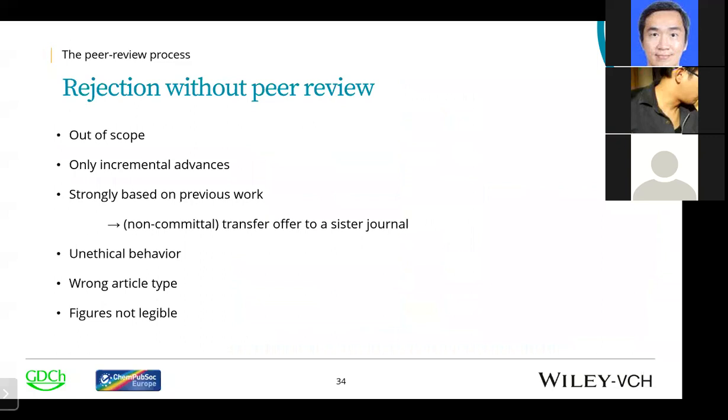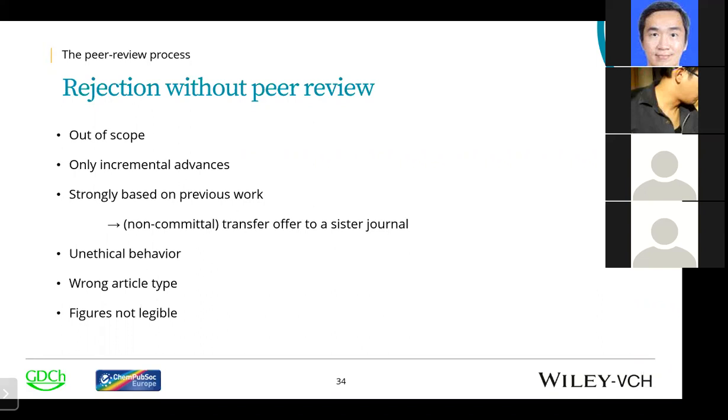So here are the common reasons for rejections without peer review. It could be that the work is out of scope. For example, if a work focuses too much on the physics side of a compound or of a system, it might be more suitable for a physics journal. And the level of advances: if only incremental advances were reported, we don't consider that important enough for our journal. And this could be strongly based on previous work.